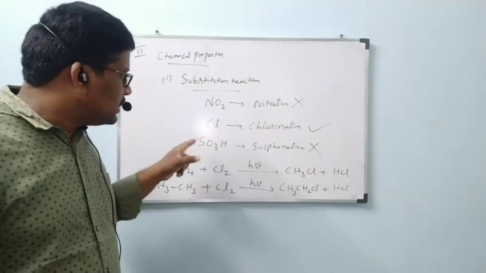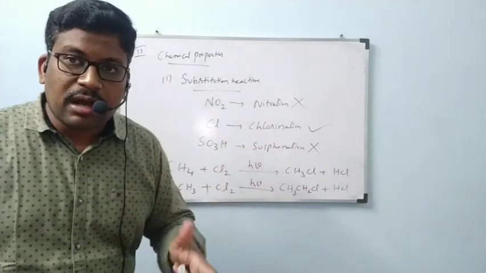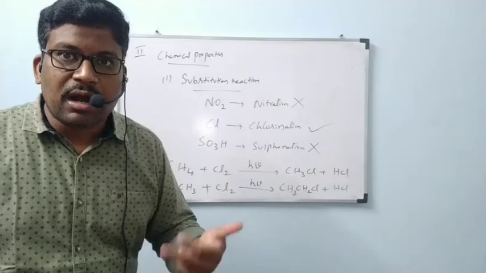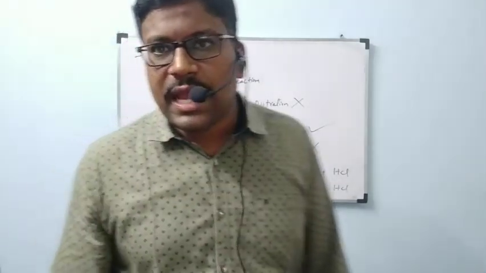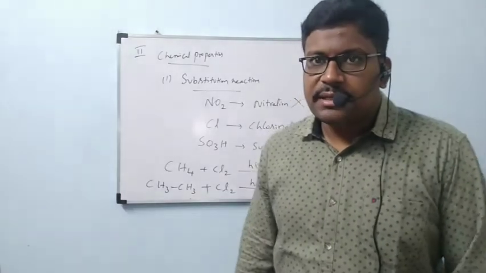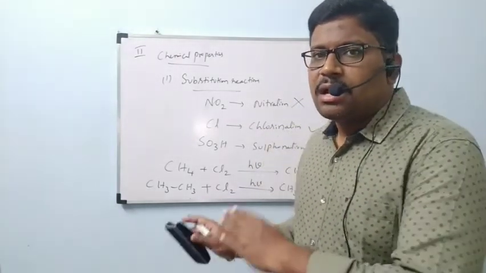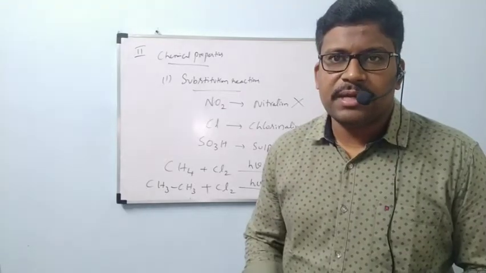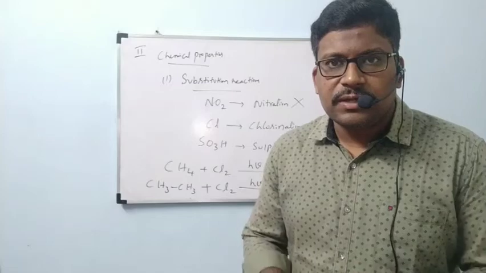Depending on this chlorination, there is a mechanism also, how the process takes place. All these things we will explain in the next class. Just as we saw the mechanism for Kolbe's electrolytic method, how chlorination takes place through a mechanism I will explain in the next class. This is about today's class.